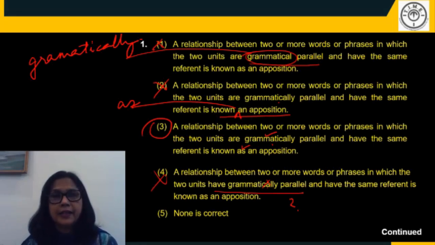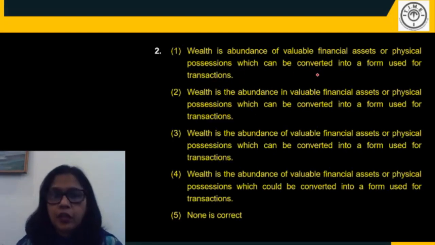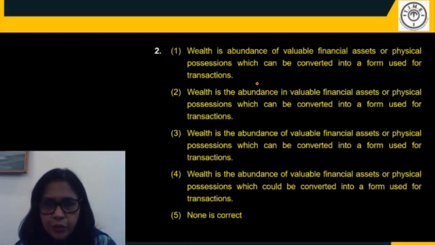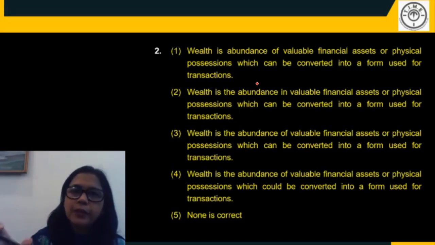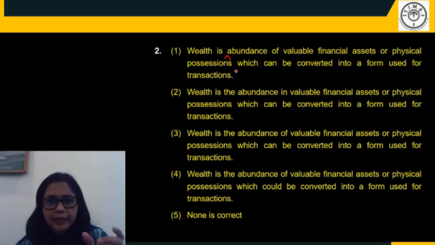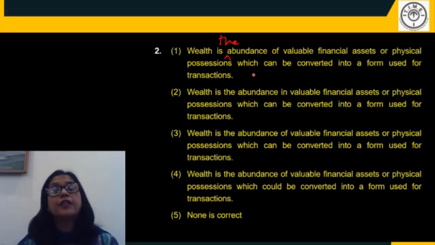Let's look at the next sentence here. Wealth is abundance of valuable financial assets or physical possessions which can be converted into a form used for transactions. If you read too fast, you're going to miss the error. When dealing with such questions, you can break up the sentence into parts as you read. Wealth is abundance of. What is missing here? We are defining wealth, so this has to be something specific. The word the is missing. So: wealth is the abundance of valuable financial assets or physical possessions.